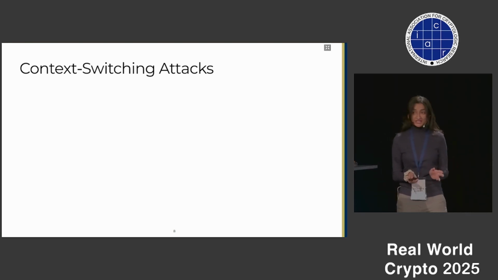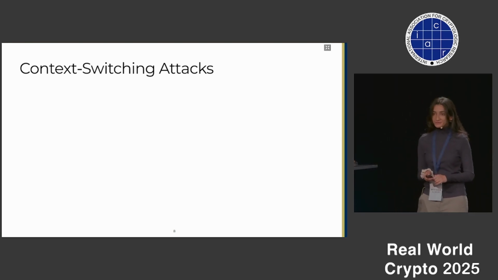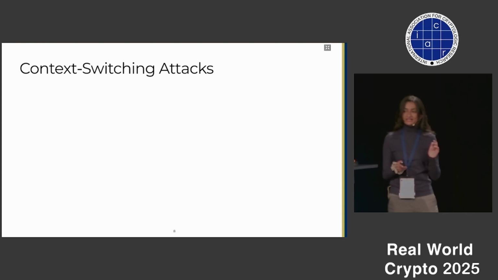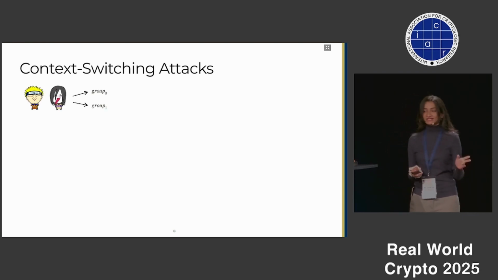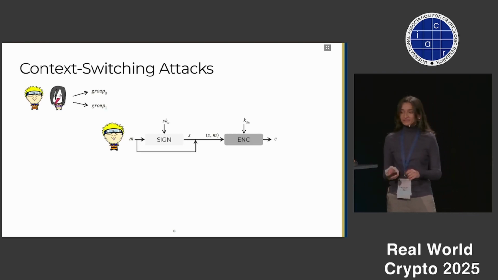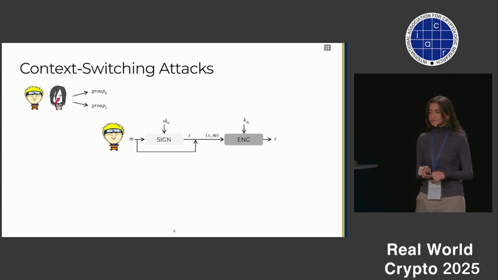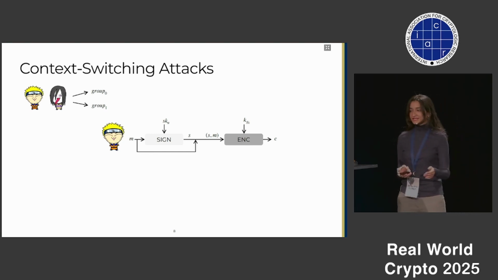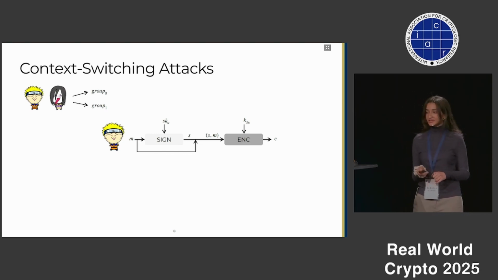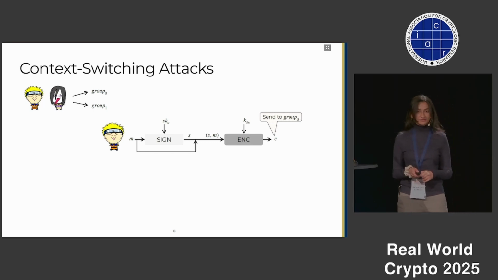Naive constructions are dangerous because they lead to what we call context switching attacks. To see these, let's consider two group members who are both in groups 0 and 1. Let's say our user U sends a message by first signing it with their signing key and then encrypting under a group 0 symmetric key, then broadcasting the ciphertext to group 0.